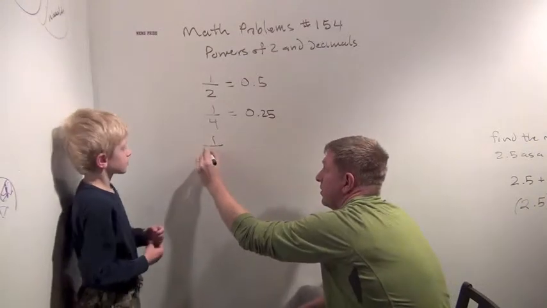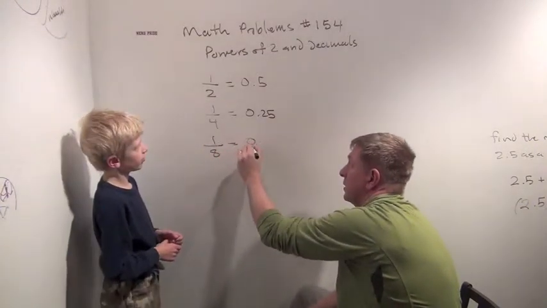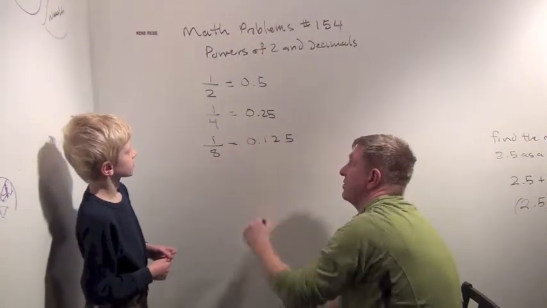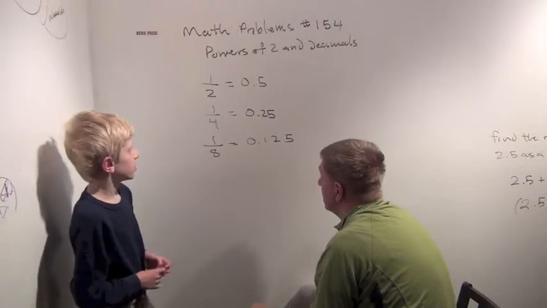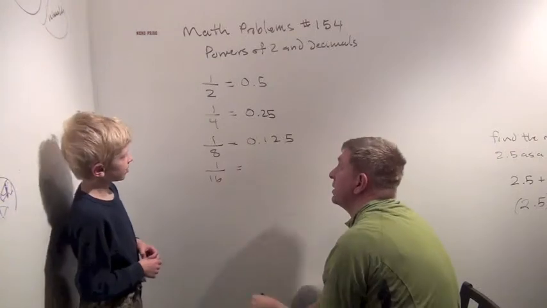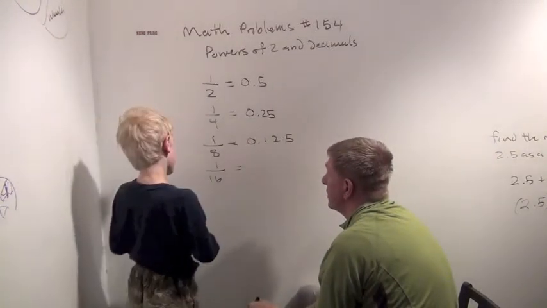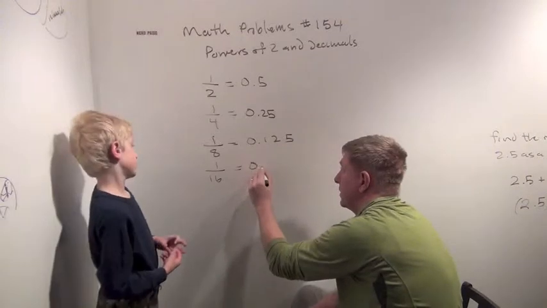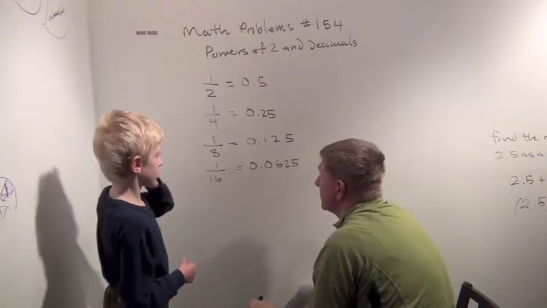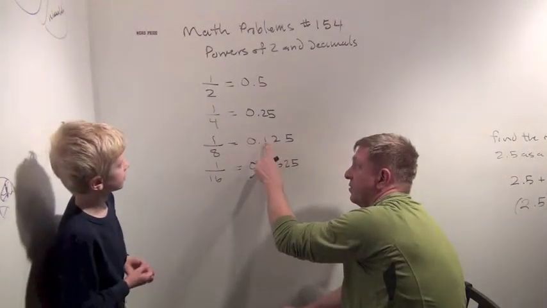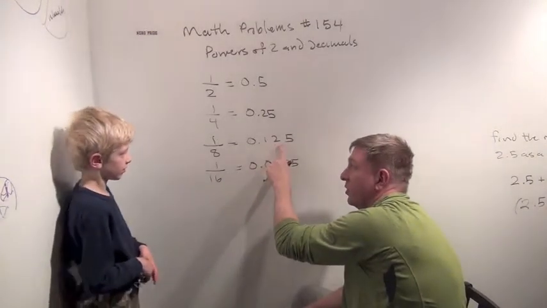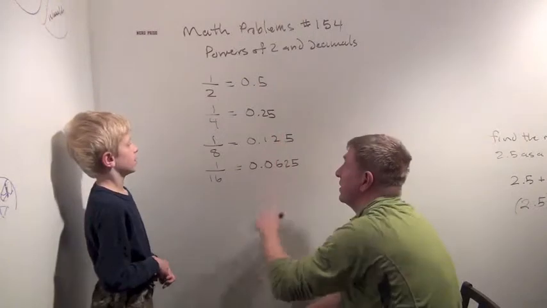Okay. How about 1/8? 1/8 is 0.125. You notice that that's half of that? And then 1/16, I think it's 0.625. Actually, 0.0625. Because it's half of this, so half of 0.1 is going to be 0.05, and then half of 0.02 is 0.01. Okay. Now, what did you notice about these numbers?